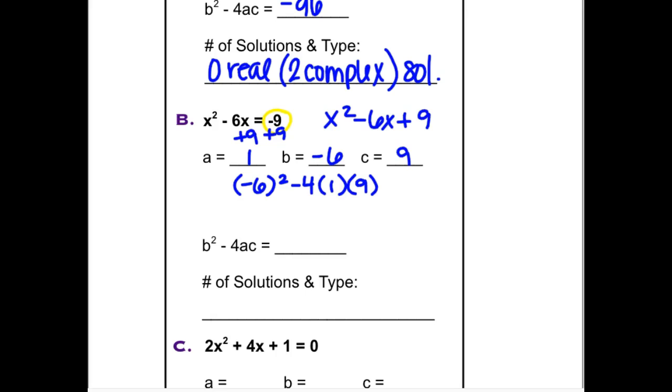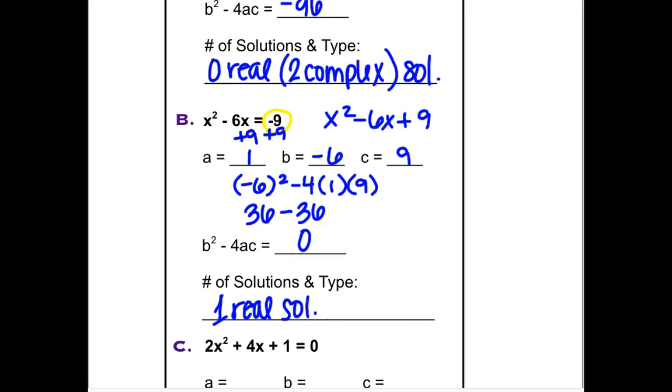When I simplify this, negative 6 squared is 36. And then we've got minus 4 times 1 is 4 times 9 is 36. So we got 36 minus 36, which is 0. So then that means I have 1 real solution.